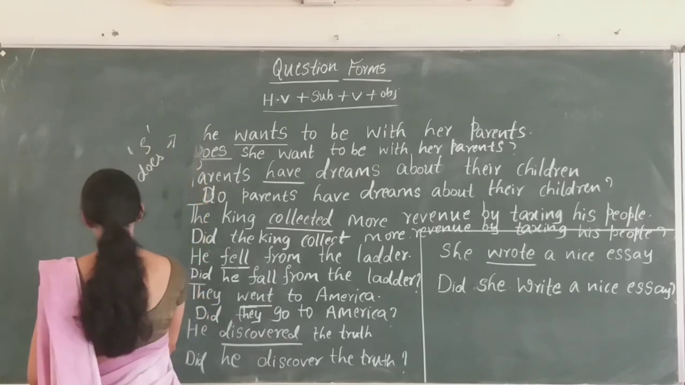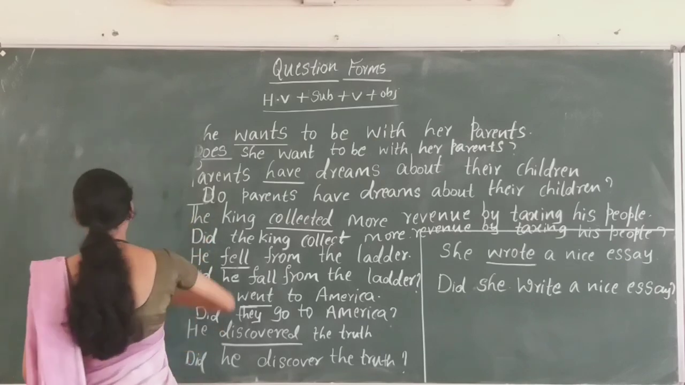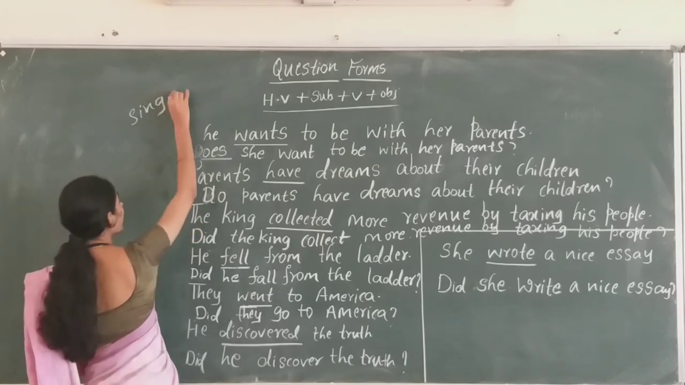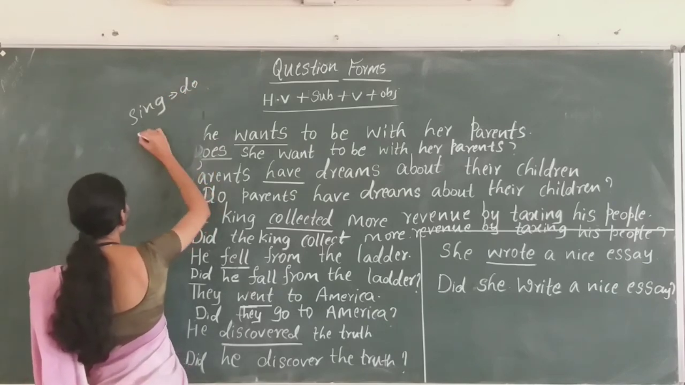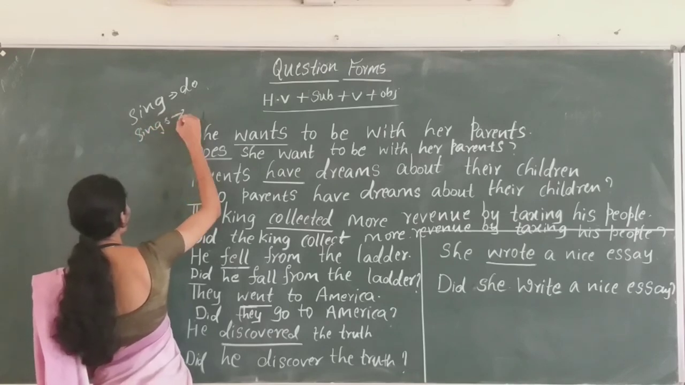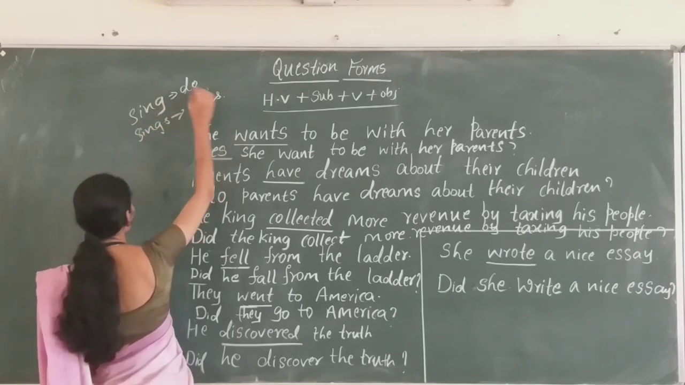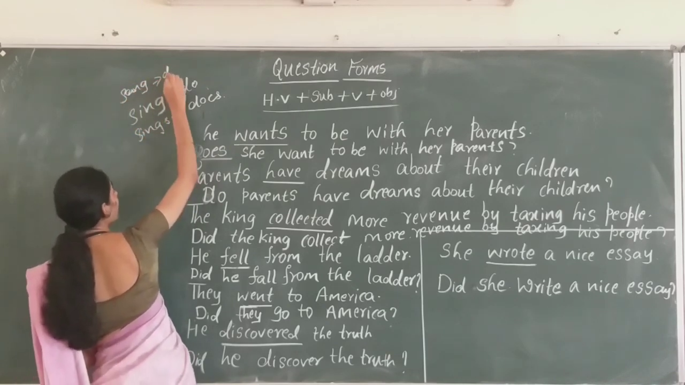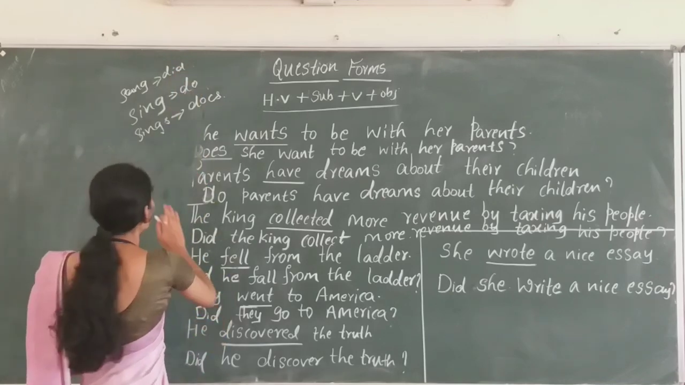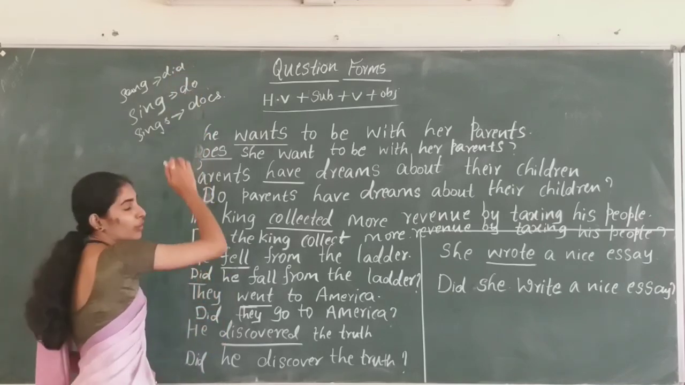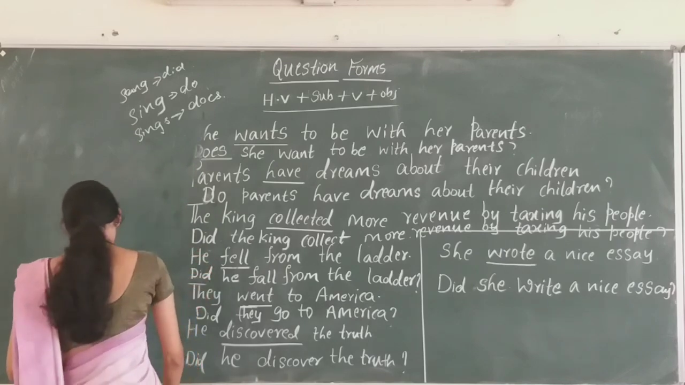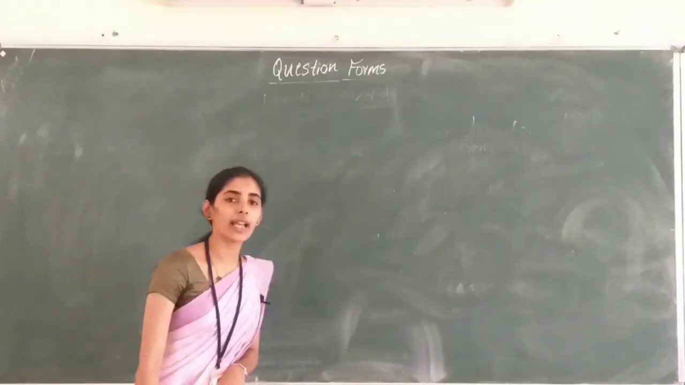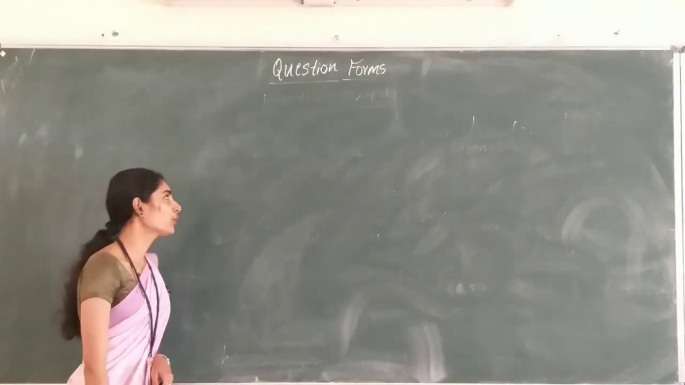For example, again I am reminding, if you find this verb in a sentence, then it takes do. If you find sings, then it takes does. If you find sang, S-A-N-G, sang, then it takes did. So always remember, the do form depends on your verb. So you have to be familiar with the forms of verbs. So now I think these examples are enough to understand do form questions.